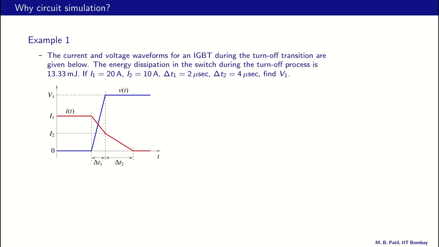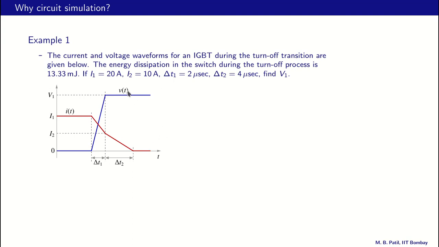The current and voltage waveforms for an IGBT during the turn-off transition are given. And these waveforms are characterized by various quantities like I1 here, I2 here, V1 here. These are the current and voltage levels. And delta T1, delta T2 are the time intervals. And some of these values are given. I1 is given to be 20 amperes, I2 is 10 amperes, delta T1 is 2 microseconds, delta T2 is 4 microseconds. So all of these are given.